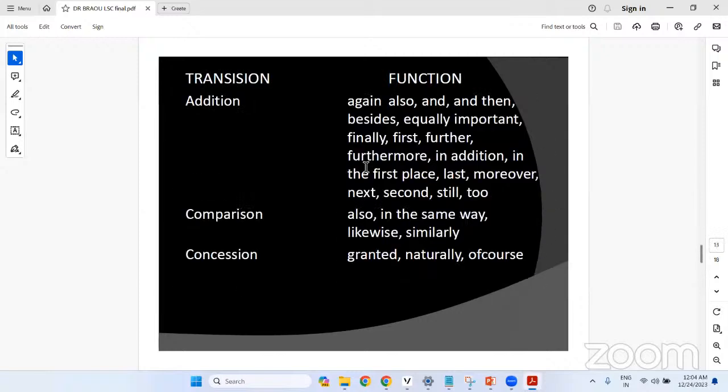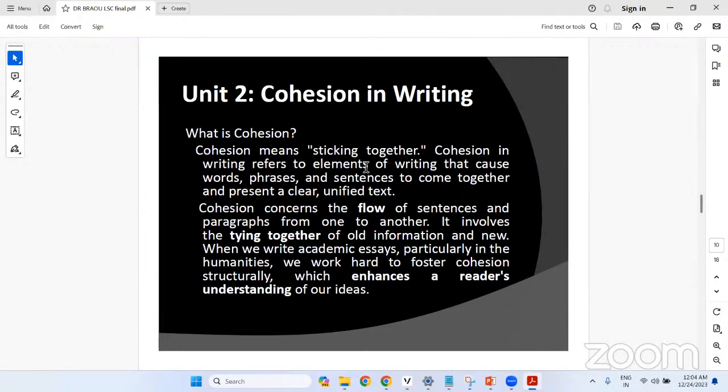Oh, you have this slide? Okay. Nice. Cohesion. What did you understand by cohesion? Cohesion is nothing but combining two different statements into a meaningful sentence. Or bringing them together. Two different statements, you bring them together.